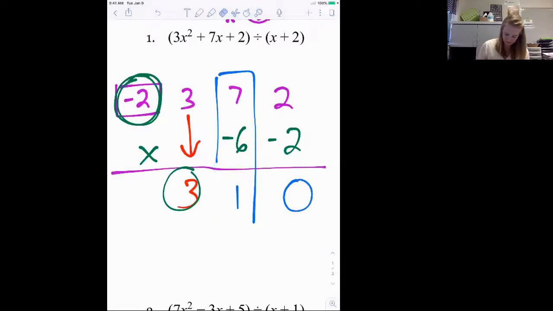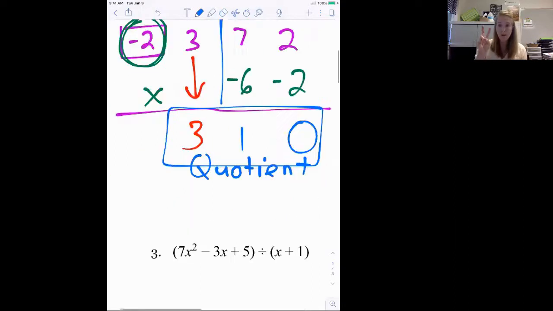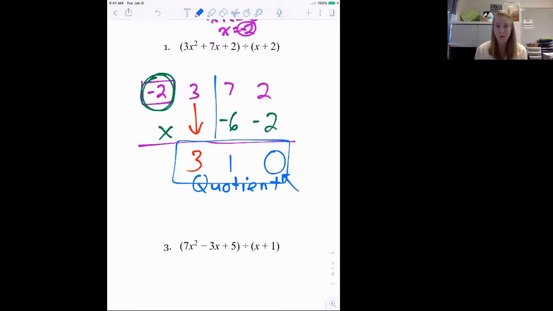So these are my answers, or my quotient. Now I know two things about this. Because I got a nice big fat 0 right there, it means that x plus 2 up there was a factor of 3x squared plus 7x. It divided evenly. There was no remainder. Second of all, I know what the other factor was.